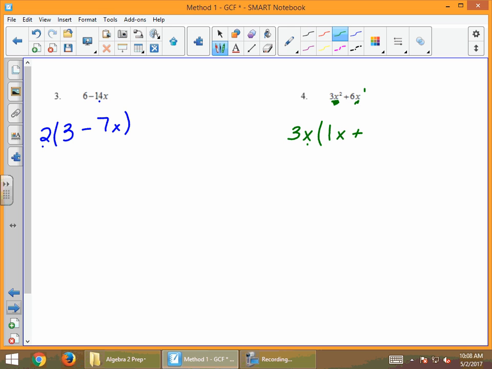6 divided by 3 is what? We started out with an x, but we took that x out. So how many x's would we have left? We started out with 1 and we took the 1 away. How many would we have left? 0. So do we need to write an x there? No. We have to be careful of that.